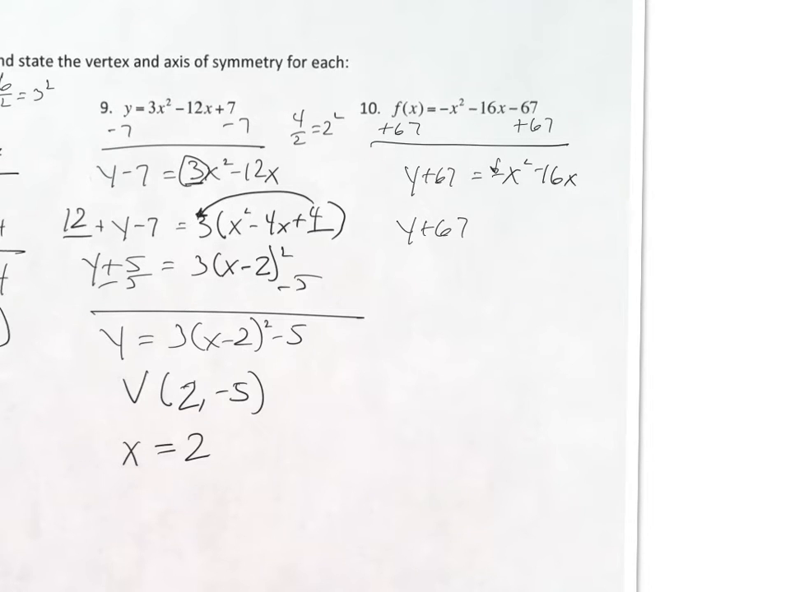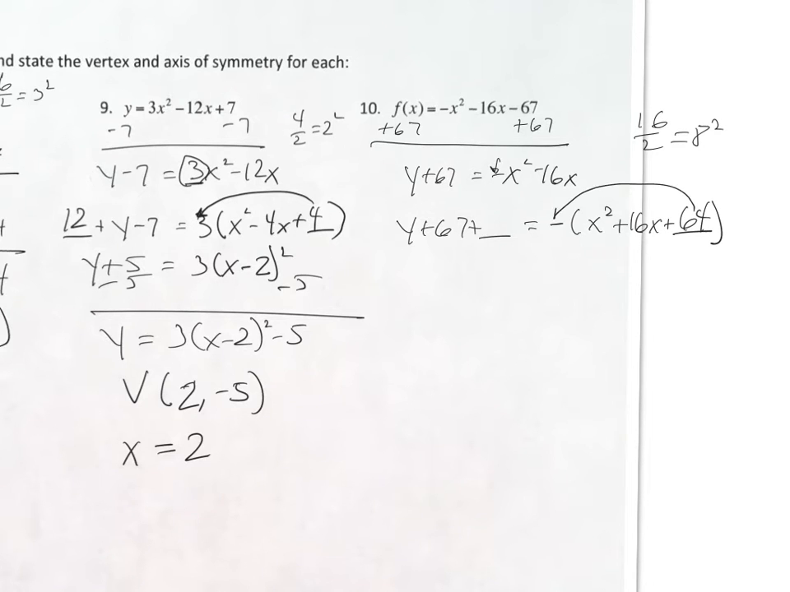We're going to add something here. I'll put my blank this way. Then I'm going to take out a negative sign on the other side. Leaves me with x squared plus 16x plus, I don't know. 16 divided by 2 is 8. 8 squared, we're adding 64.